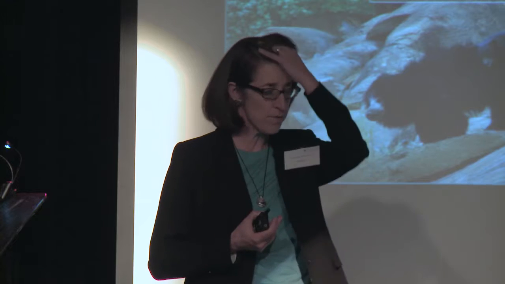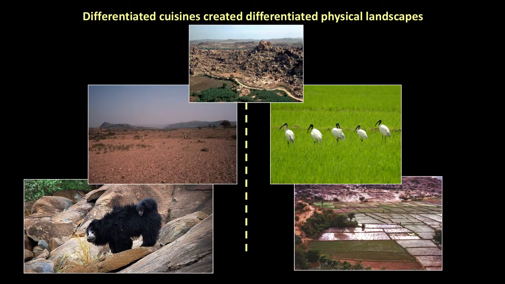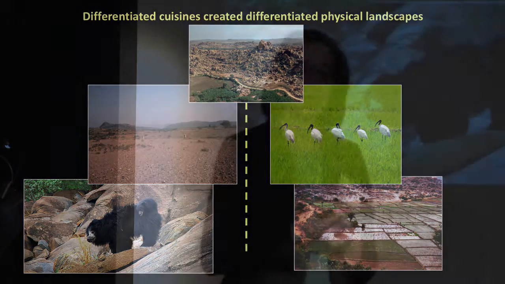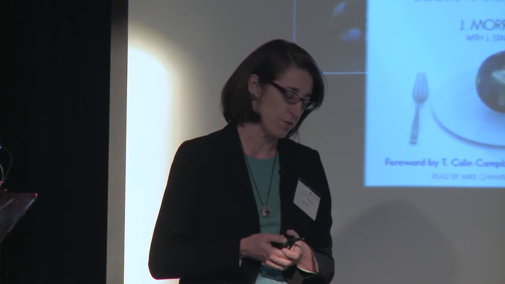These differentiated cuisines, as we came to know over the course of several hundred years, themselves created differentiated physical landscapes. The landscapes were affected in terms of the nature of soils, of slopes, of vegetation, and also in terms of the kinds of biodiversity that we find in those contexts. So what we see here is that not only food choices, but the power relations that exist between people have significant environmental consequences that ramify through the generations.